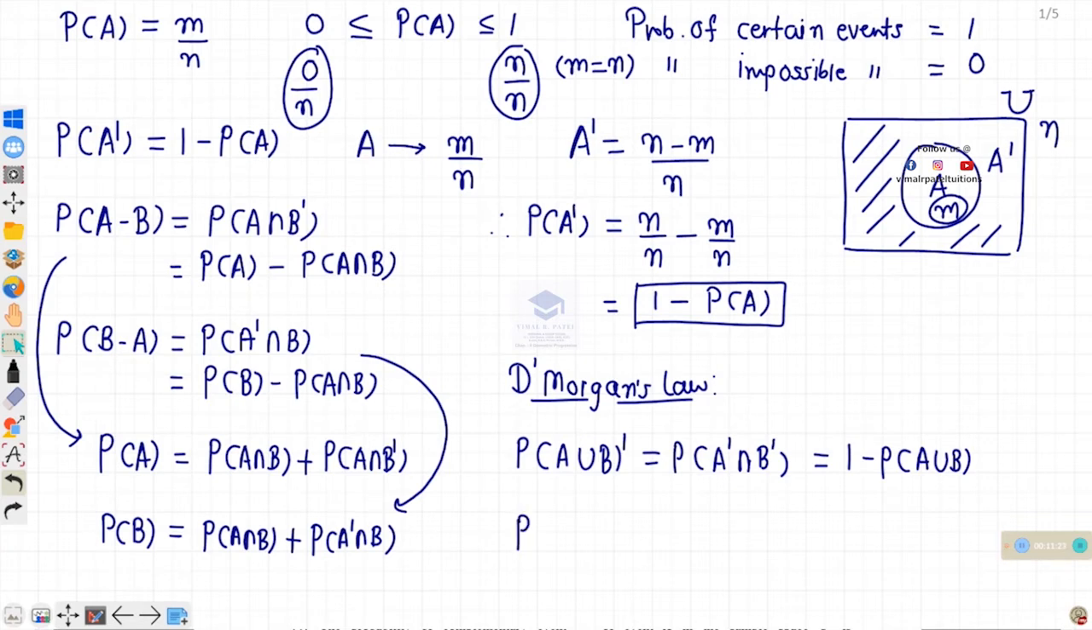Same way, A intersection B dash is equal to A dash union B dash. So 1 minus P of A intersection.